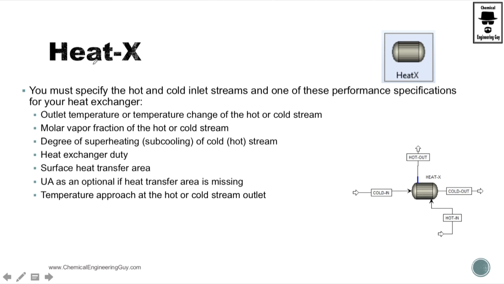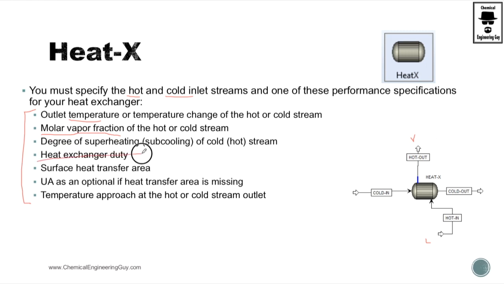Now for the HeatX, you must specify which one is the hot and cold stream. If you mix them, then you will have some errors, so be sure to select them correctly. For the operations, you have the outlet temperature, or you may want the temperature change between hot and cold streams. Molar vapor fraction of either hot or cold stream: let's say this is liquid and you want to evaporate it completely, then you select one.